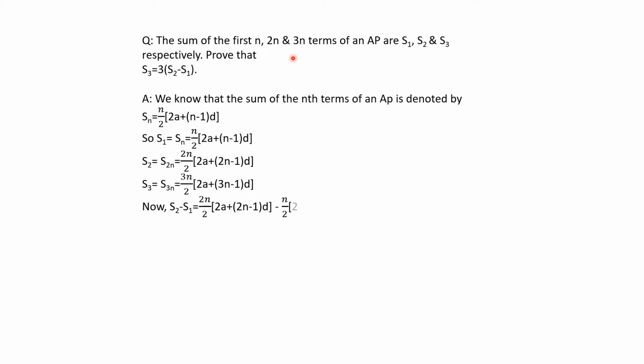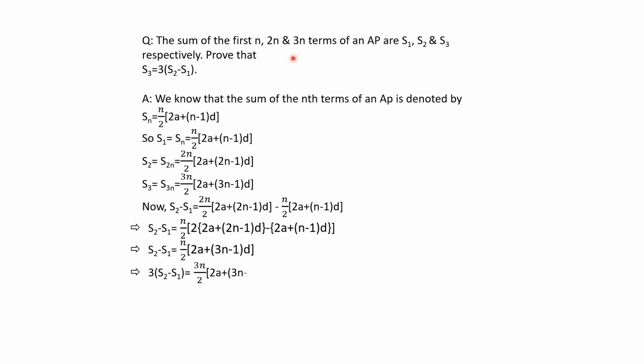Now S2 minus S1 equals 2n by 2 whole into 2a plus 2n minus 1 whole into d minus n by 2 whole into 2a plus n minus 1 whole into d. On taking n by 2 common, it can be written as n by 2 whole into 2 into 2a plus 2n minus 1 whole into d minus 2a plus n minus 1 whole into d. On simplifying, we get it as n by 2 whole into 2a plus 3n minus 1 into d.